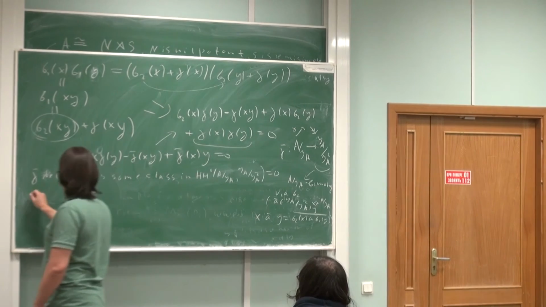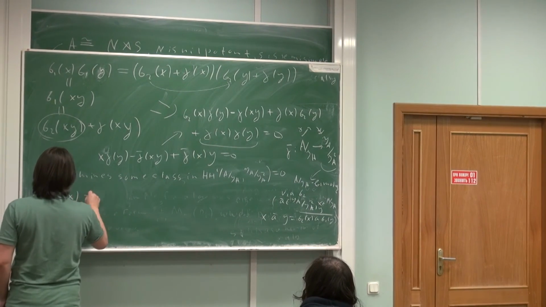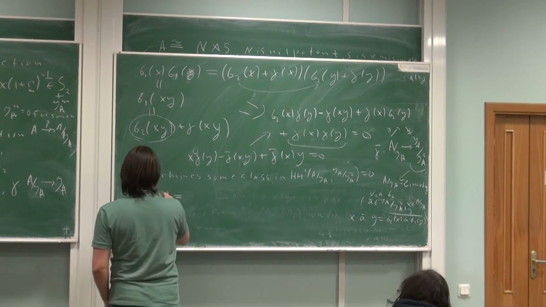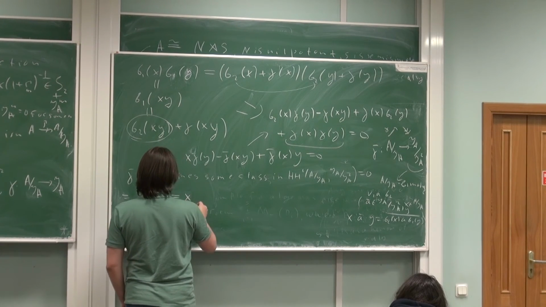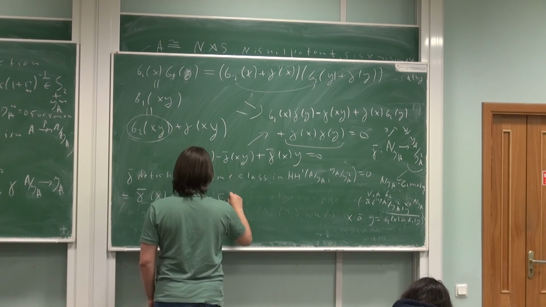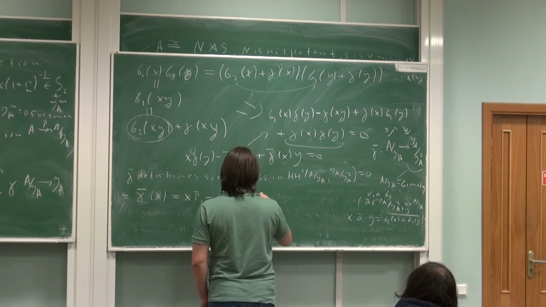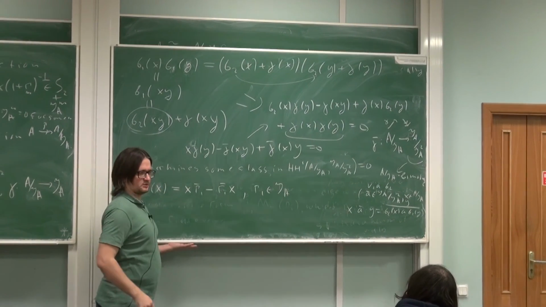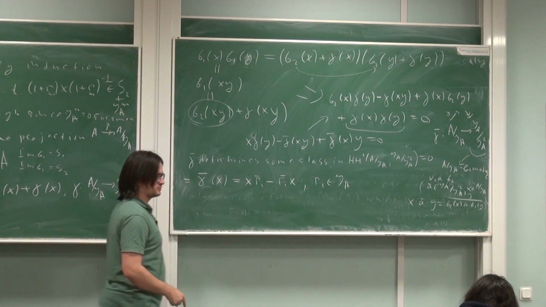So we have gamma bar of x is equal to x r1 minus r1 x bar for some r1 from J. And bar here is the class in J factor J square, of course. Yes.